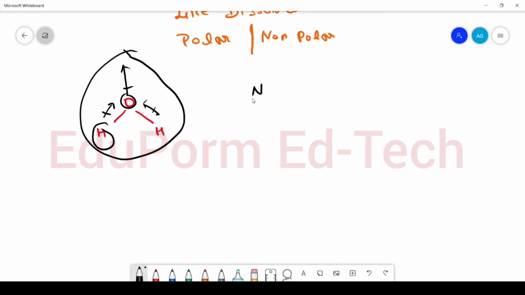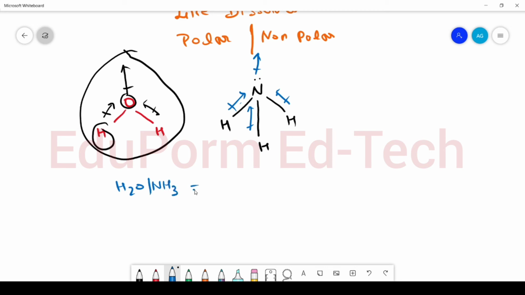Similarly, this is the structure of NH3. NH3 has a tetrahedral structure, but because of the presence of a lone pair and VSEPR, the structure becomes bent. So we have hydrogen, hydrogen, hydrogen. We know that nitrogen is more electronegative than hydrogen, so these are the directions of polarity, and this is the overall direction of polarity. So both H2O as well as NH3 are polar in nature.